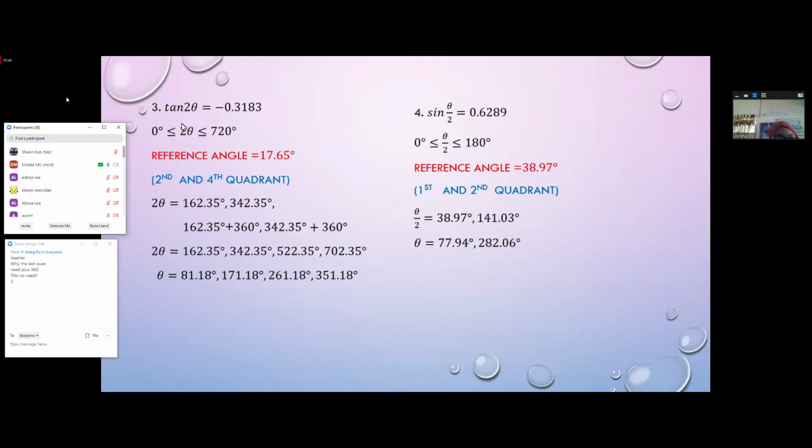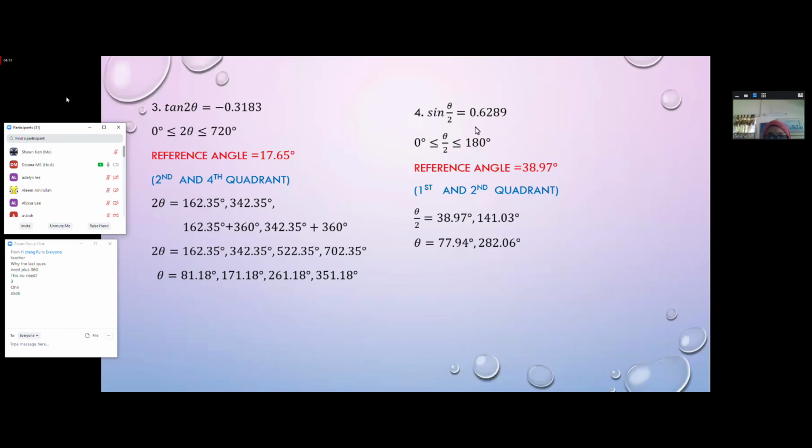2 theta means that you have to do 2 cycles, 2 complete rotations. After 360, you have to go 1 more round. For question number 4, it is only half theta. Half theta is only half of the cycle. It's only until 180. So that's why no need to plus another 360. Understand, Yu Cheng? It can be 3 theta, 4 theta. It can be 3 over 2 theta.